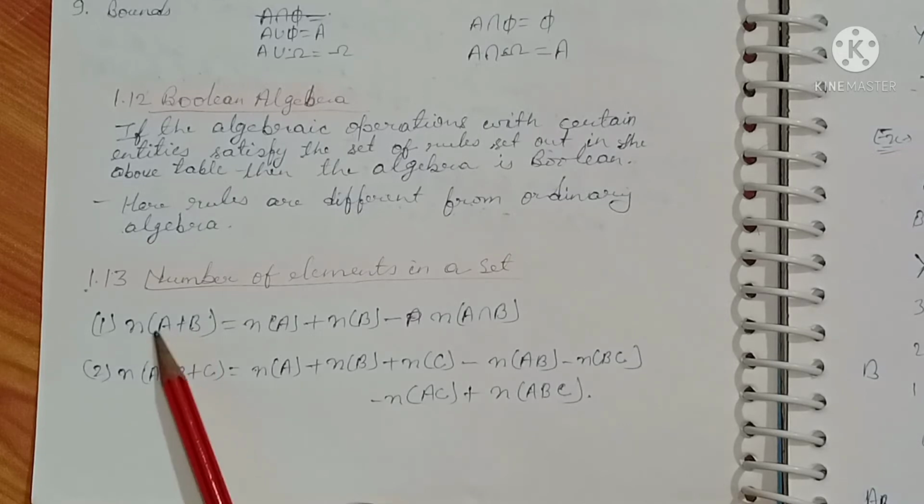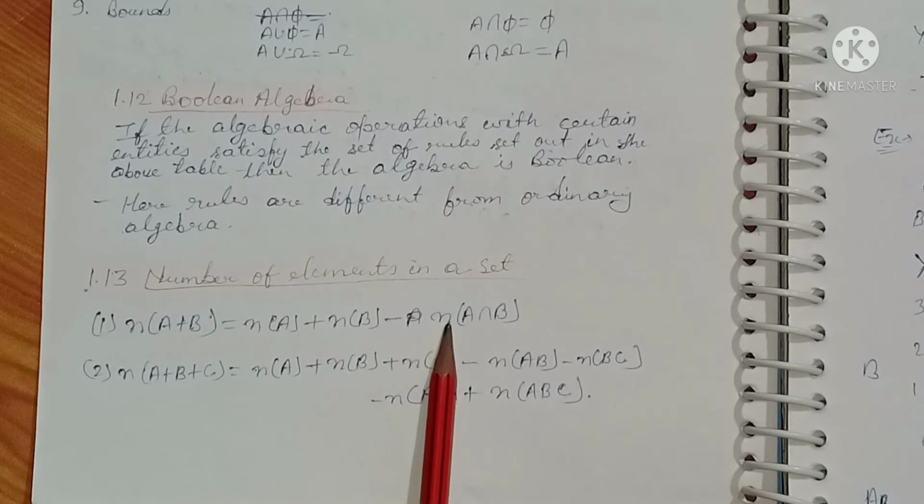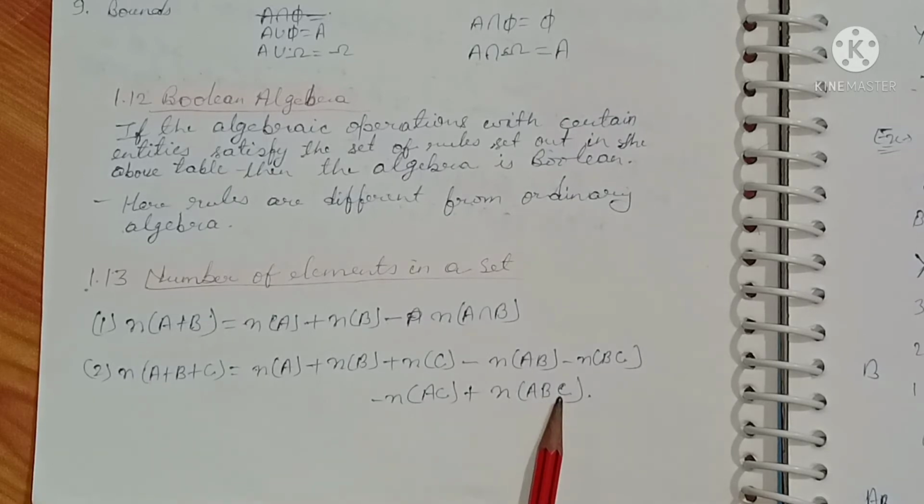So here n for number of A union B, here we can write like this. This is the formula which you can apply for finding out the number of elements if you are finding the union of two sets. And in the same way, the number of elements in the union of three sets you can find out by using this formula. Okay. Explanation right now is not necessary.